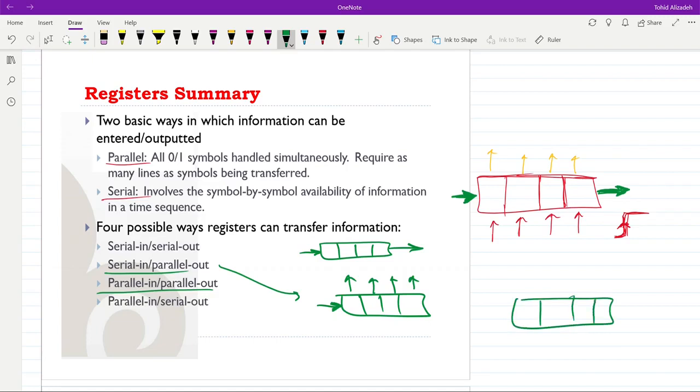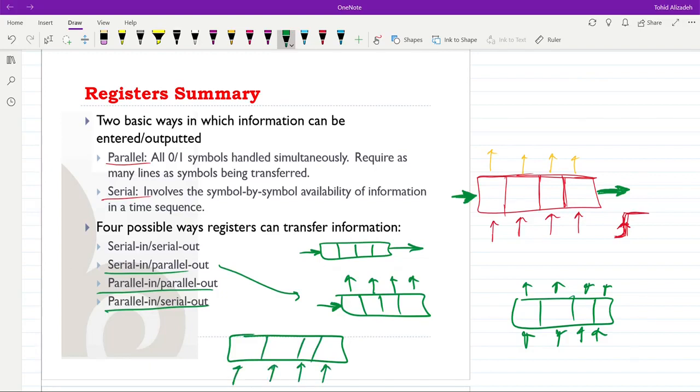When we have the parallel in, parallel out, we will have this case. So this is parallel in and parallel out. And then we can have parallel in, serial out. When we have the parallel in, serial out, data is provided for each bit position. So the content of the register could be updated at once for all bit positions, but we will have access to one bit of the data at each clock pulse.